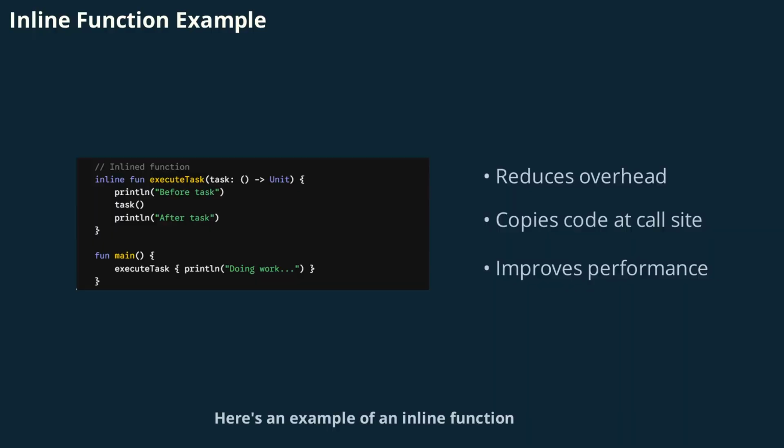Here's an example of an inline function. Suppose you have a function called executeTask that takes a lambda as a parameter. By marking it inline, the compiler copies the code of executeTask and the lambda directly into the main function. This reduces runtime overhead and can improve performance, especially in performance-critical code.